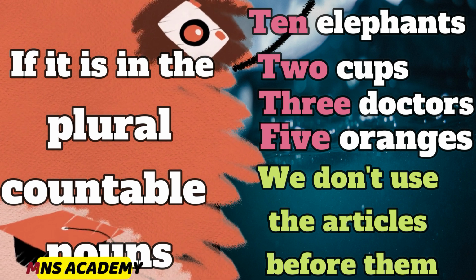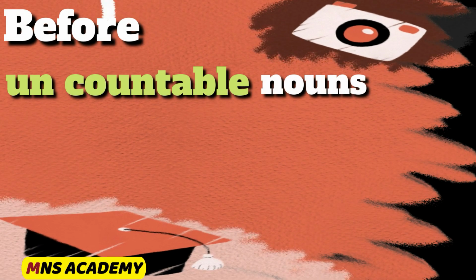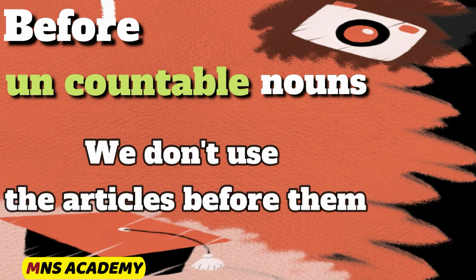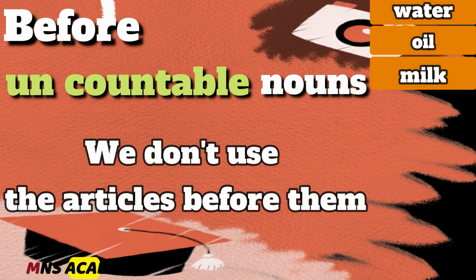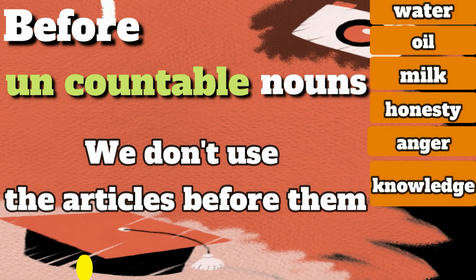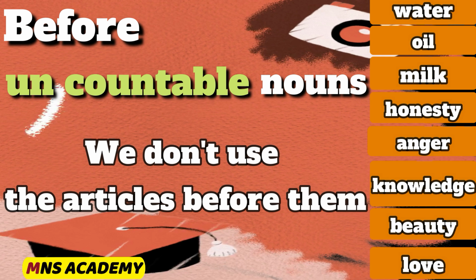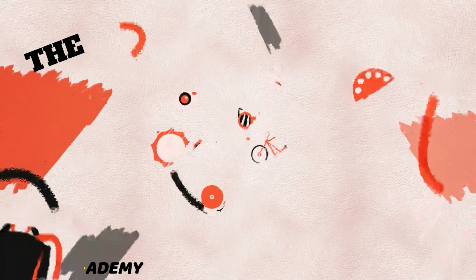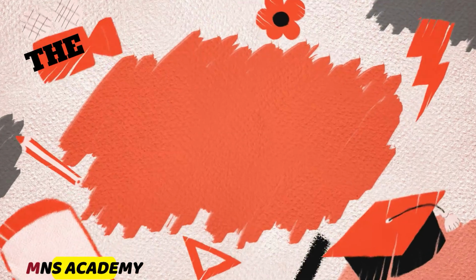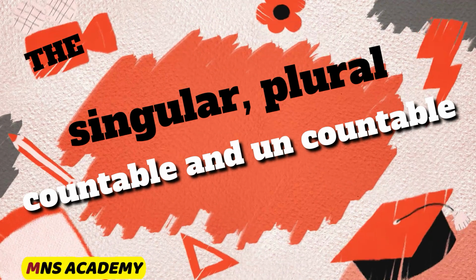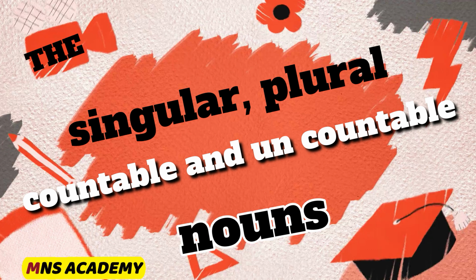And also, before the uncountable nouns, we don't put the articles "a" and "an". For example, water, oil, milk, honesty, anger, knowledge, beauty, love, etc. Because these are all not countable, we don't put any article before them. But the article "the" can be used with all kinds of nouns, singular and plural, countable and uncountable nouns. Okay, let's move on to the next rule.